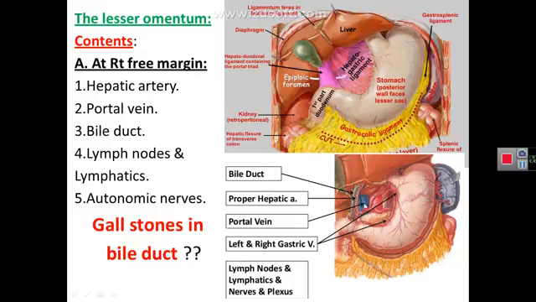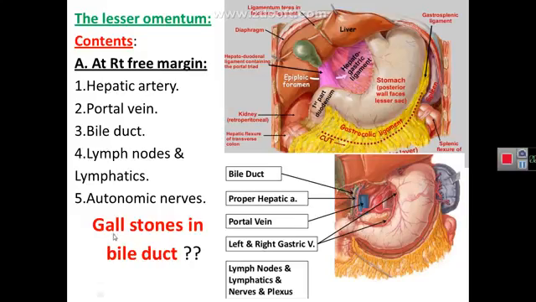In addition to these three structures at the free border, which are the bile duct, hepatic artery, and portal vein, and the right and left gastric vessels and anterior and posterior gastric nerves at the lesser curvature, you can add to the contents of the lesser omentum fat, autonomic nerves, and lymphatics.